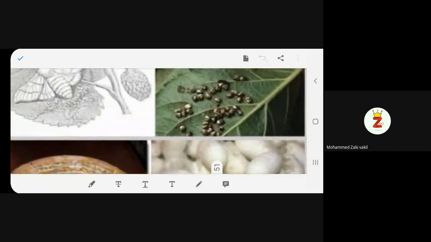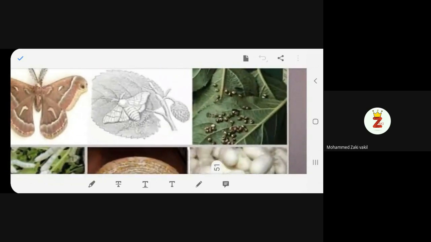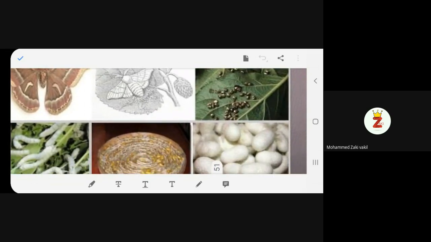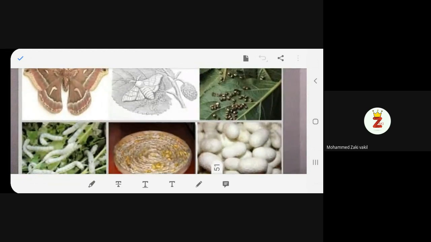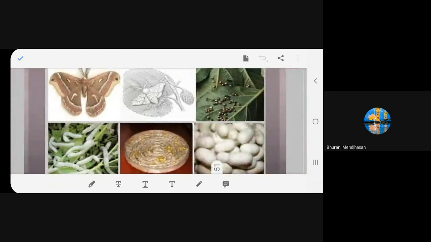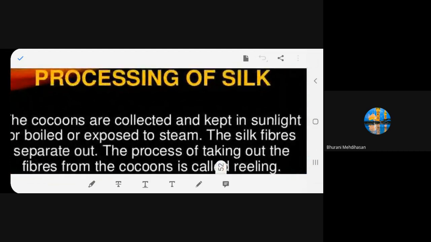So this is the life cycle of the silk moth. Have you understood this much? See, this is how it looks like. Have you understood? Yes, ma'am. Okay. Now let's see the processing of silk.